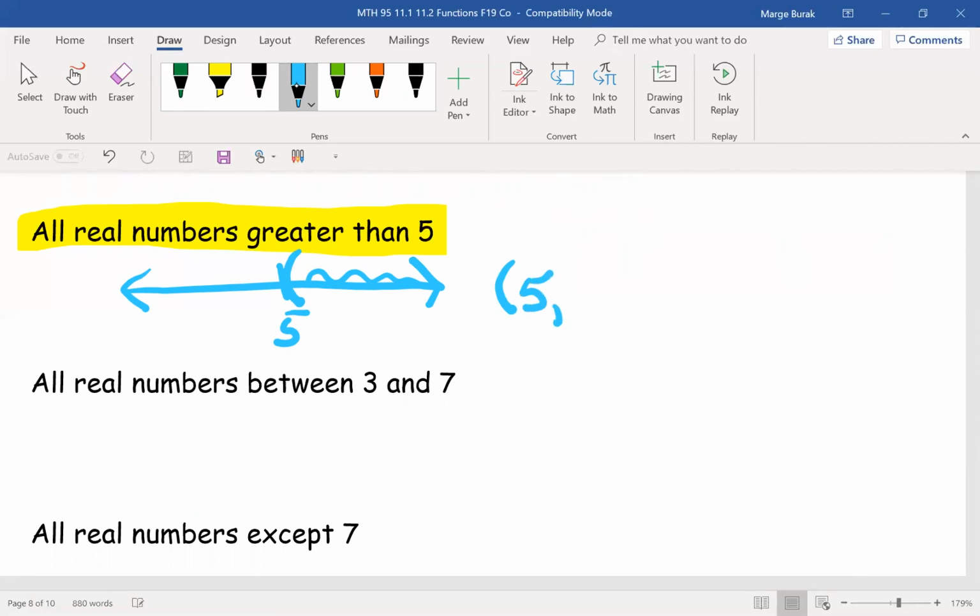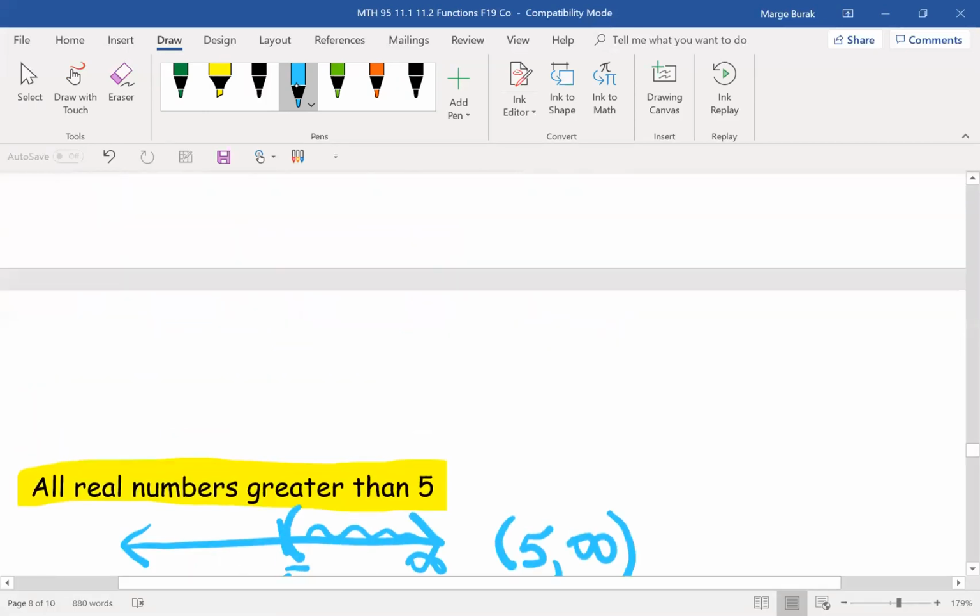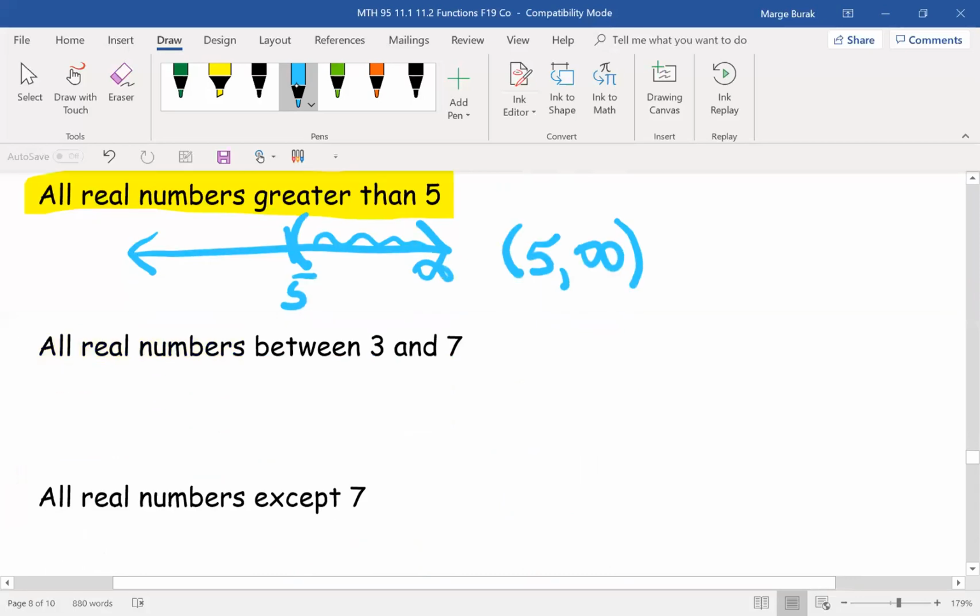Now, if it goes forever, that's to infinity. And that's the highest number you can go to, which isn't a number, it's a place. And infinity is always an open parenthesis. Okay, and didn't say set notation, so we'll hold off on that. Okay, let's do the next one.